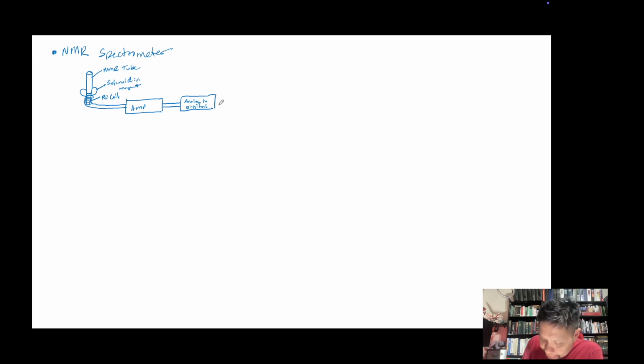And then that digital signal coming from the analog to digital converter is sent to a computer, where the output can be visualized, right? So this is our computer with the output.